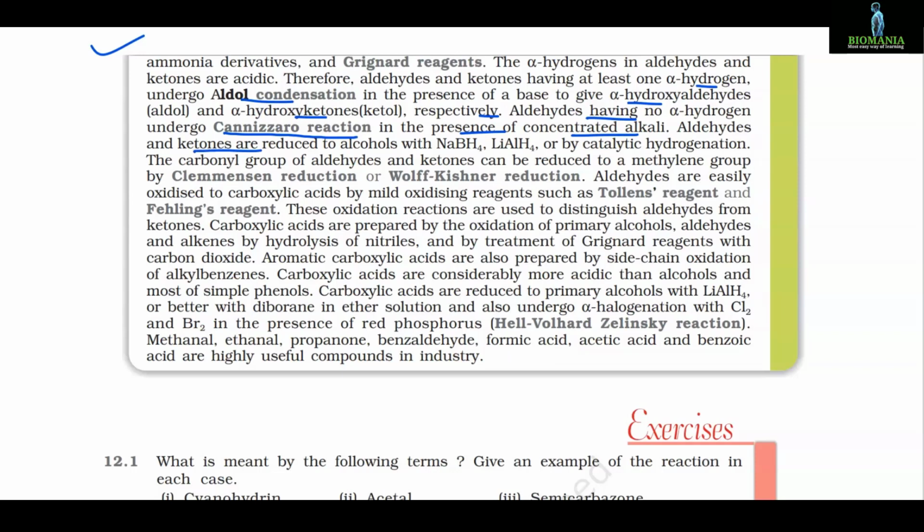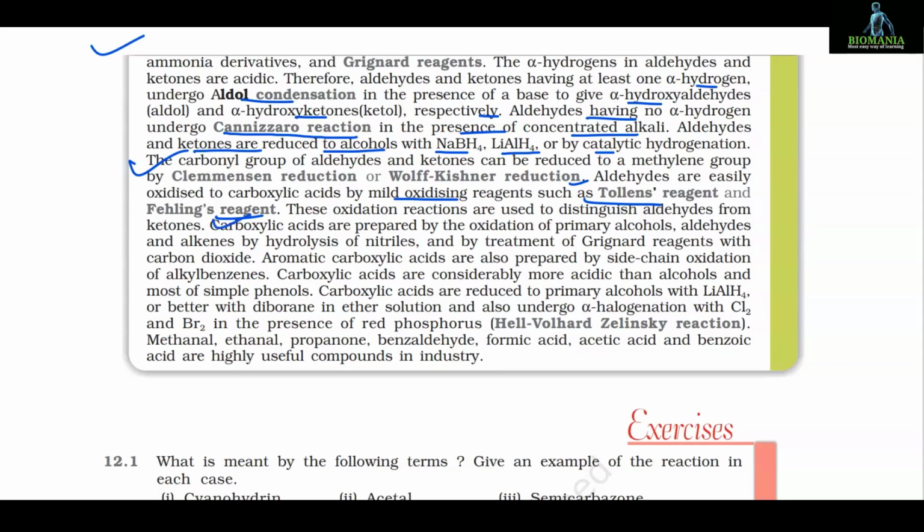Aldehydes and ketones are reduced to alcohols with NaBH4, LiAlH4 or by catalytic hydrogenation. The carbonyl group of aldehydes and ketones can be reduced to the methylene group by Clemmensen reduction or Wolff-Kishner reduction. Aldehydes are easily oxidized to carboxylic acids by mild oxidizing reagents such as Tollens' reagent and Fehling's reagent. These oxidation reactions are used to distinguish aldehydes from ketones.